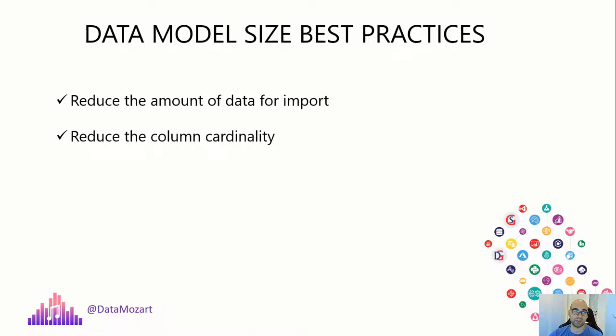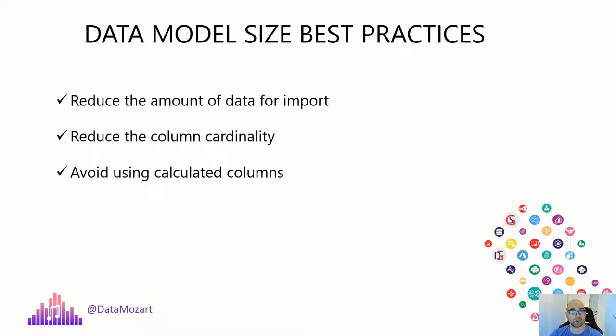In most cases, VertiPaq needs to use a hash encoding algorithm to build a dictionary for values in the column. The lower the cardinality, the smaller the dictionary, and consequently it takes less memory. So if you don't need data, for example, on a level of granularity lower than a day, then remove the time portion of the data, and that will significantly reduce the size of that column. I will show you in a few minutes in one example what I'm talking about.